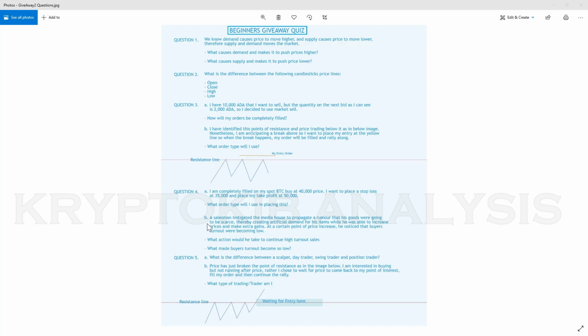Then 4B. A salesman instigated the media house to propagate a rumor that his goods were going to be scarce, thereby creating artificial demand for his items, while he was able to increase prices and make extra gains. At a certain point of price increase, he noticed that the buyers' turnout was becoming low. What action would he take to continue high turnout sales?